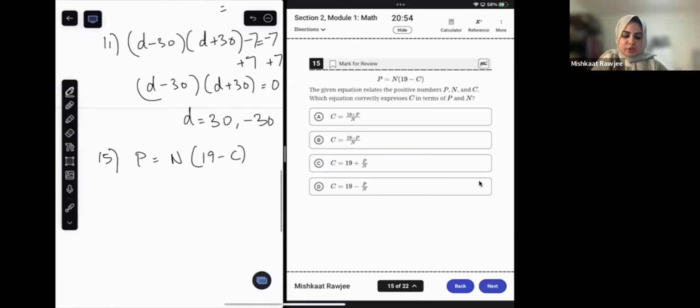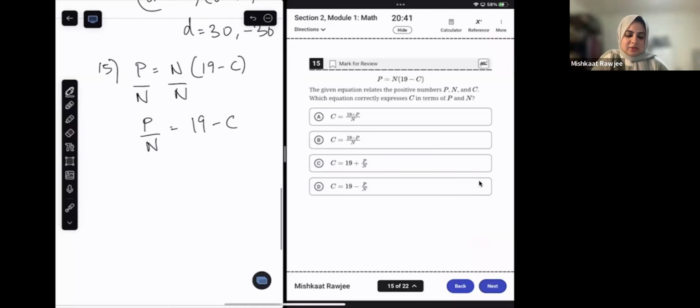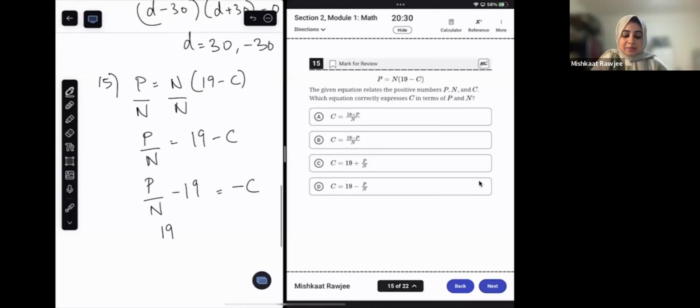So let's do the first thing. We divide both sides by N. So P over N equals 19 minus C. And then we have to find C. So we subtract 19 from both sides. So P over N minus 19 is equal to negative C. Now we have negative C, so we can change the signs of both of them. So instead we get C equals 19 minus P over N.